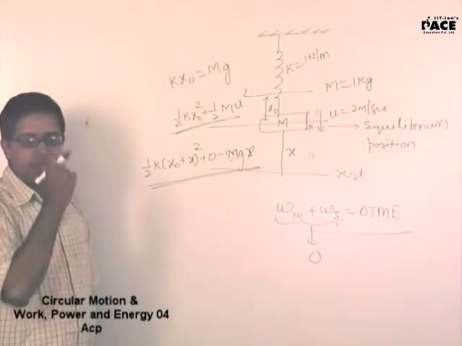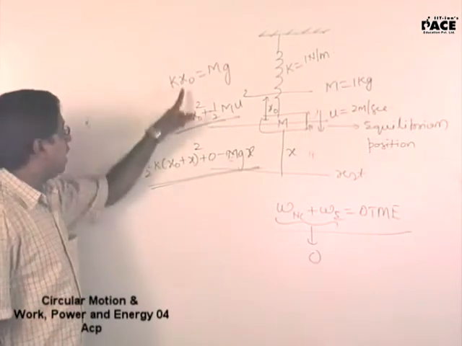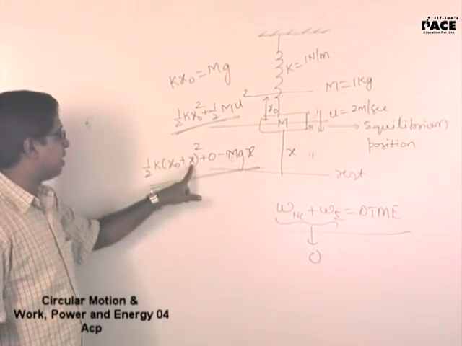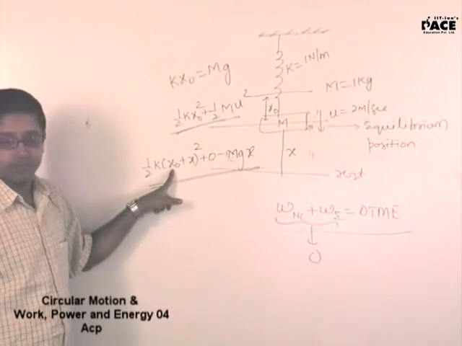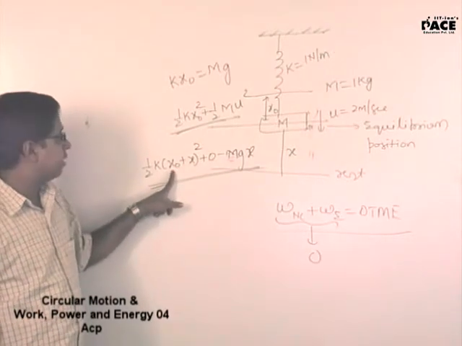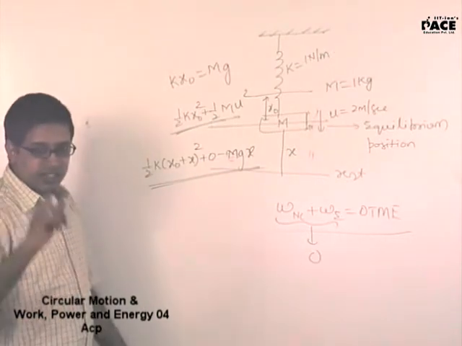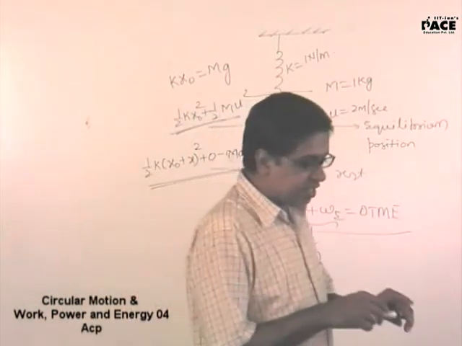There is only one variable in this equation, x is the only variable. X naught I will substitute as capital Mg by k. X naught at both these places I will substitute capital Mg by k. Right? Yes. So when I equate this to this, x is the only variable. Hence that is the answer.